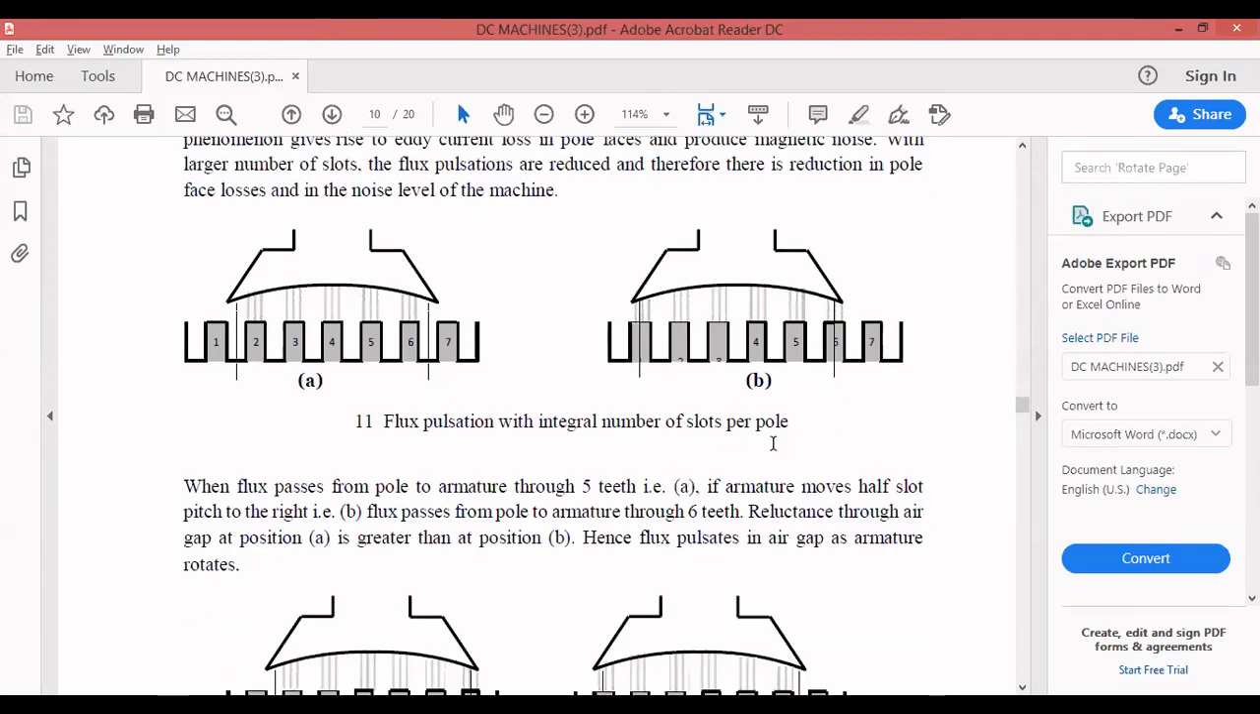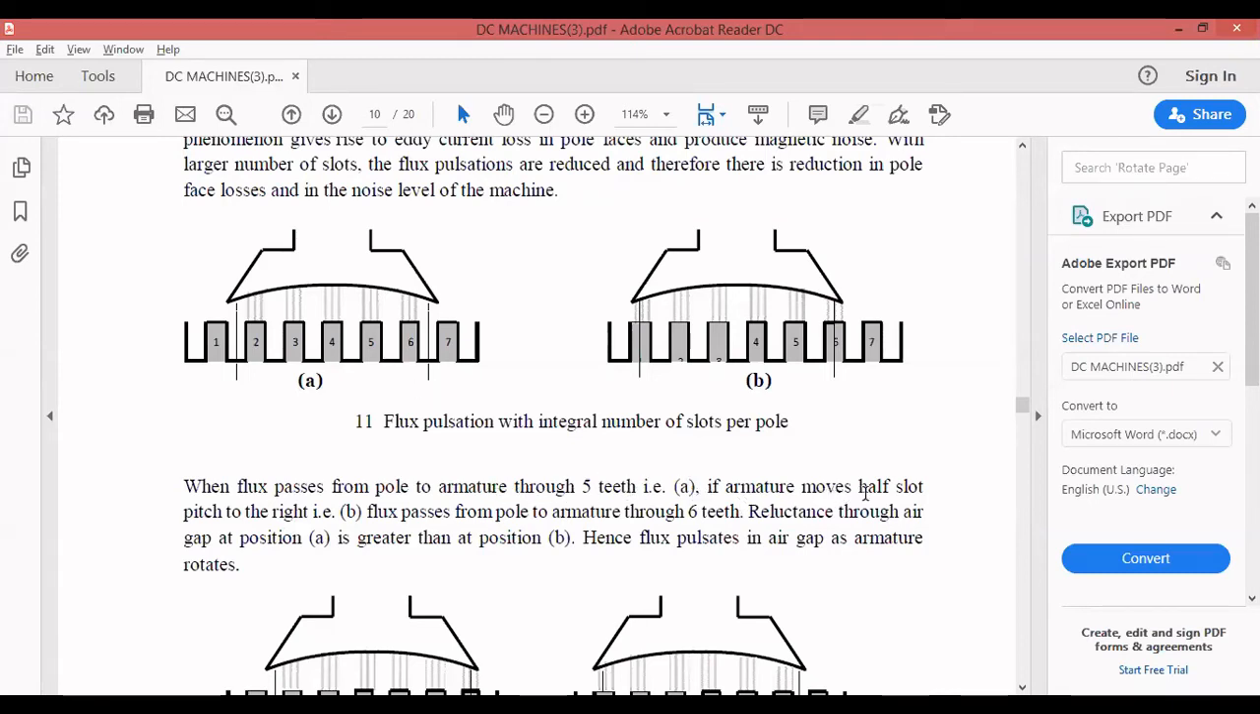Okay, now let us come here. We have two figures here, A and B. Flux pulsation with an integral number of slots per pole. See here, the flux passes from the pole to the armature through 5 teeth. Consider figure A. Now the flux is passing from your field to the armature. This is a slot and this is a tooth. So 1, 2, 3, 4, 5. If you take this pole arc, how many teeth come under the pole arc? 5 teeth. That's the meaning here. The flux passes from the pole to the armature through 5 teeth. That is your figure A.